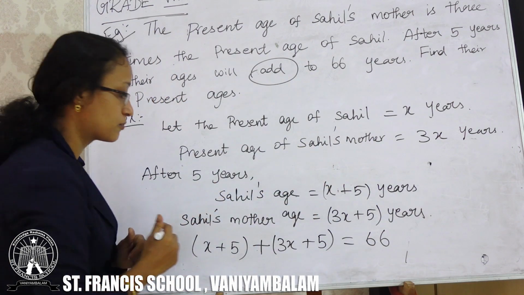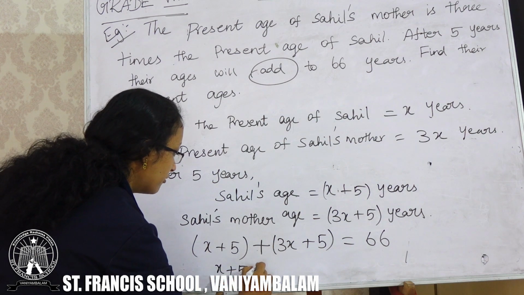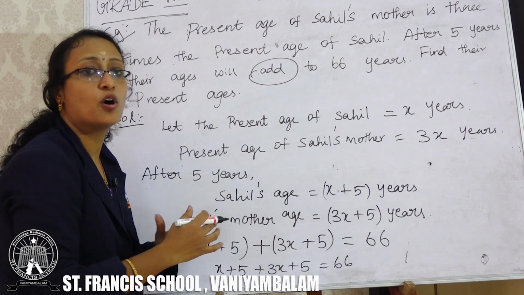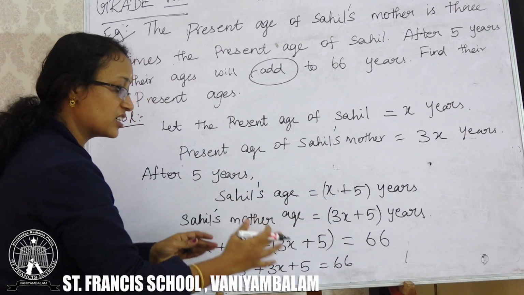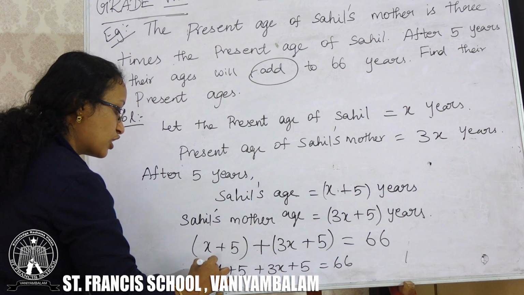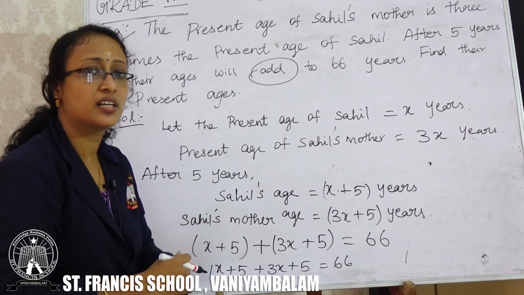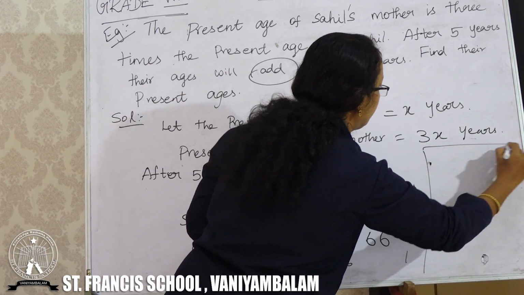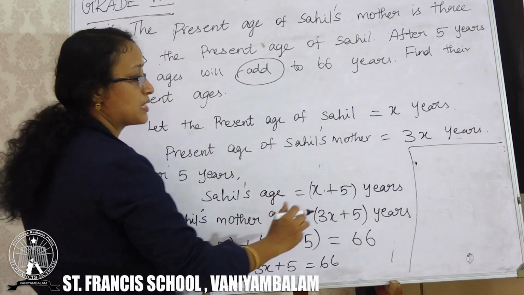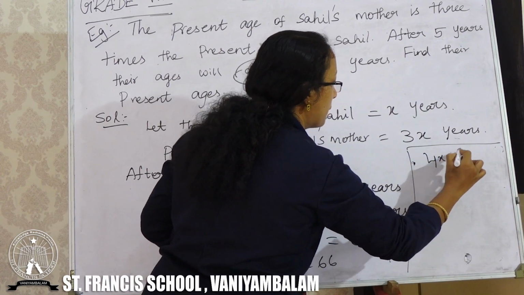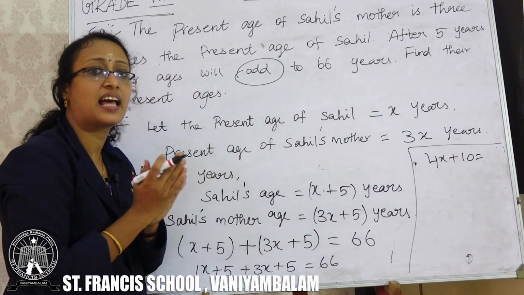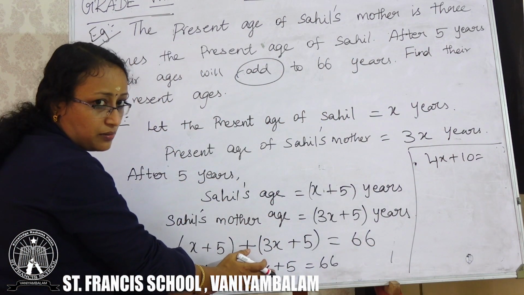Now remove the brackets first. So x plus 5 plus 3x plus 5, because everything is in positive sign, just remove the brackets and write everything as it is. So x plus 5 plus 3x plus 5. What is the coefficient of x? 1. If there is no coefficient, put 1, right? So 1x, I am going to add the variables first. 1x plus 3x is 4x. Next, 5 plus 5 is 10. You will add only the like terms. That is, you have x term.